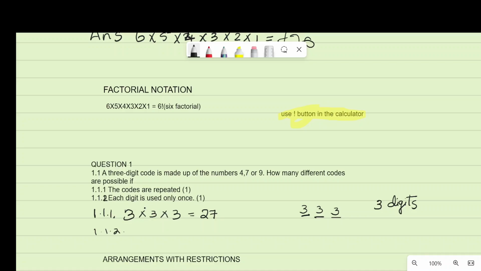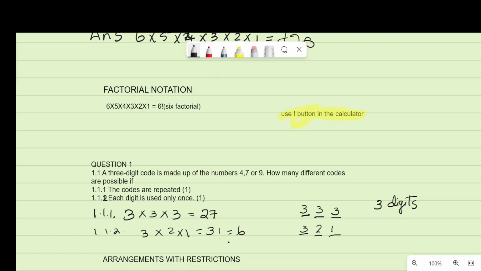Now 1.1.2, each digit is used only once. What does it mean? That means digits may not be repeated. So we still have all the 3 digits, but for the first position we can use any of the 3 digits, but they can only be used once. So second position, how many choices do we have this time? Only 2. Third position, you only have 1 choice to make. So here the answer is 3 times 2 times 1, which is called 3 factorial. That is called 3 factorial, which is 6. That is the answer.